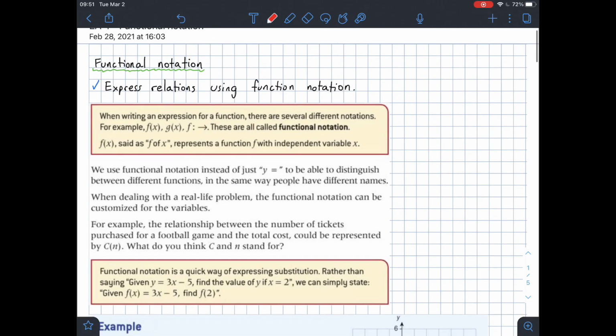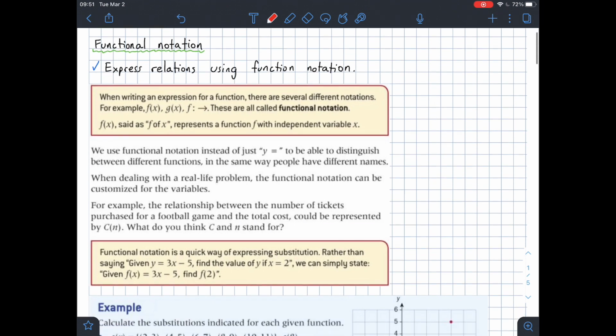The objective for today's class is to express relations using function notation. So what is function notation? It says, when writing an expression for a function, there are several different notations. For example, f of x or g of x, or also f of x written this way. These are all called functional notation.